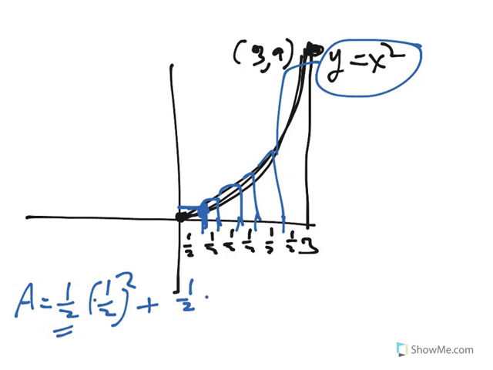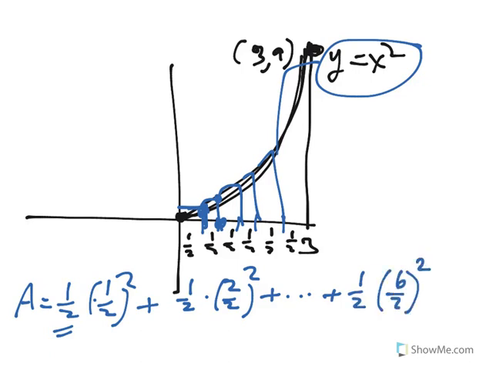And the second rectangle, this bottom right corner is at 1, which I'll call, if you don't mind, 2 over 2. And that makes this thing 2 over 2 squared. And this is going to go up to the last one, which is going to be 6 over 2 squared. So the bottom right corner is 1/2, 2 over 2, 3 over 2, 4 over 2, 5 over 2, 6 over 2. But since it's on the curve y equals x squared, this happens.